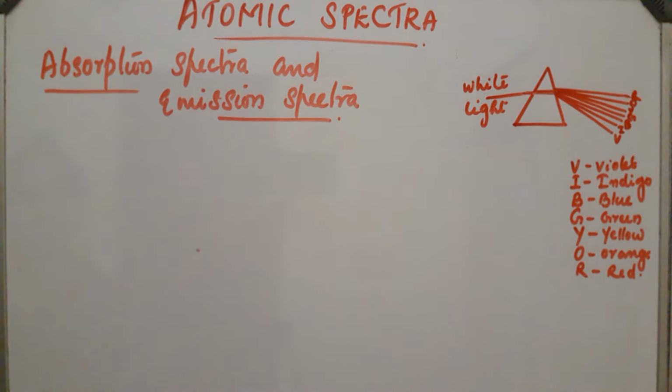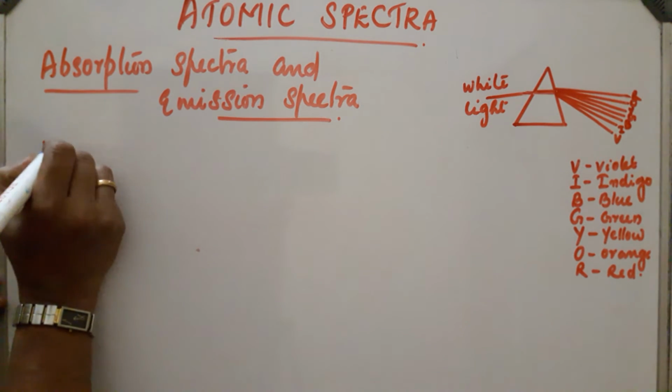Next is absorption spectra and emission spectrum. When electromagnetic radiations interact with matter, atoms and molecules absorb certain energy and reach a higher energy level called the excited state.